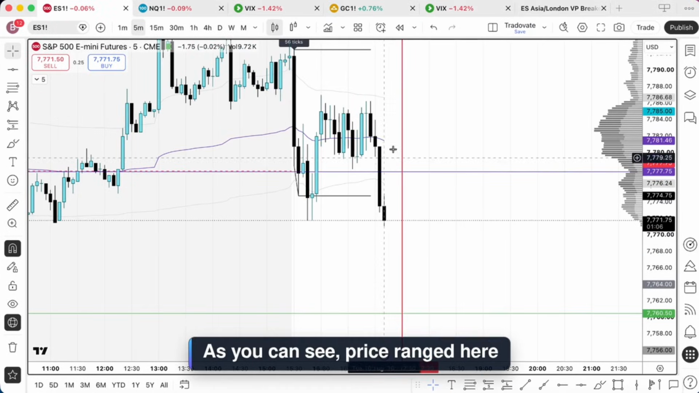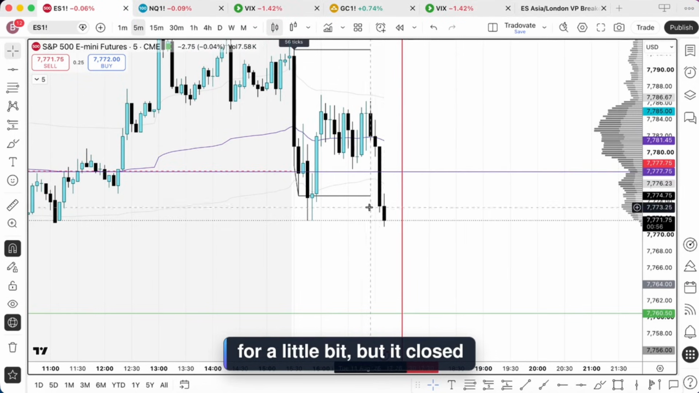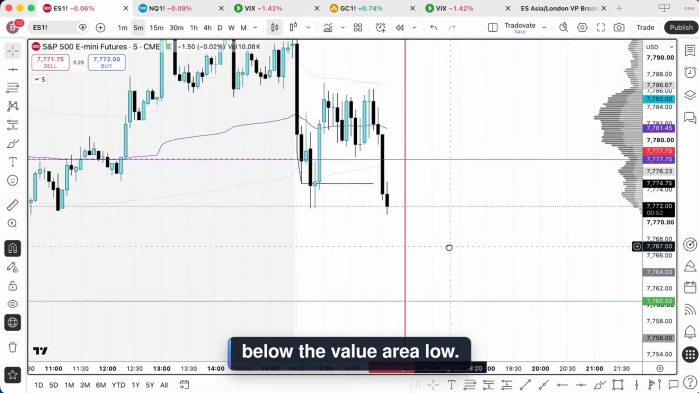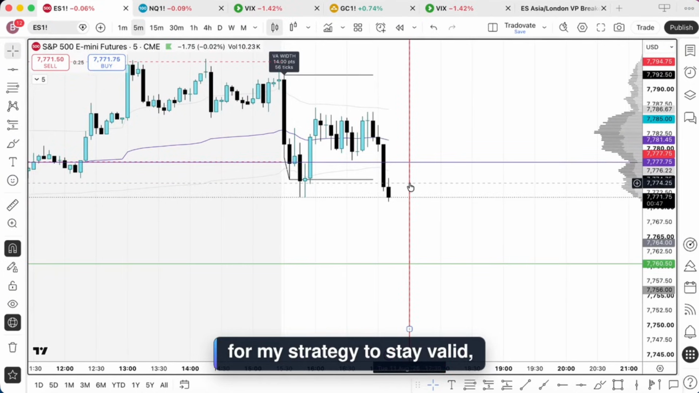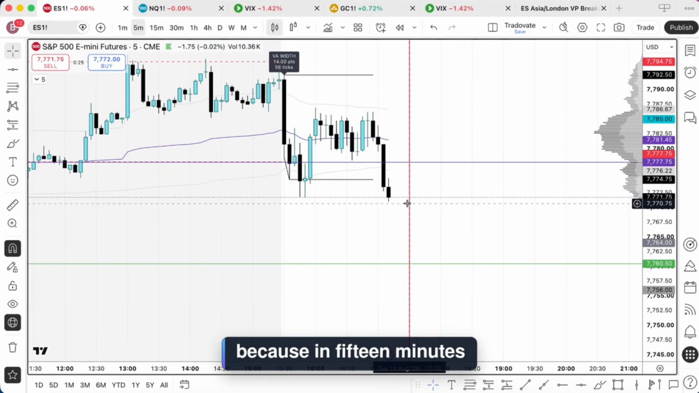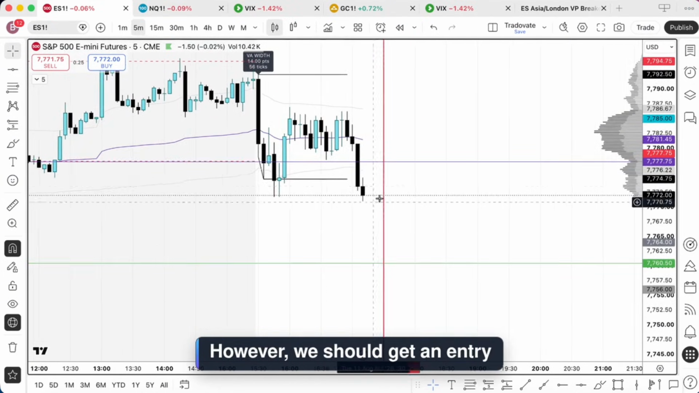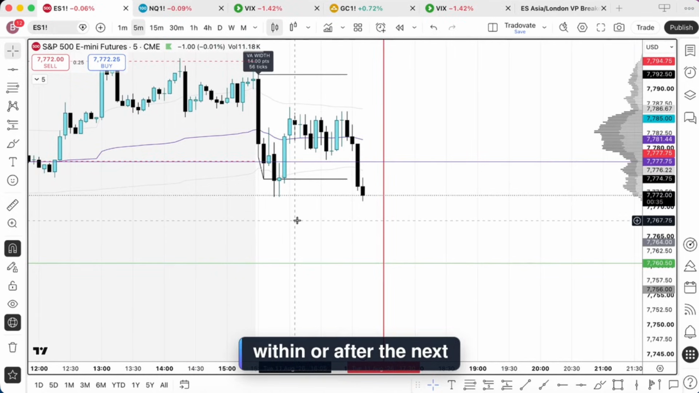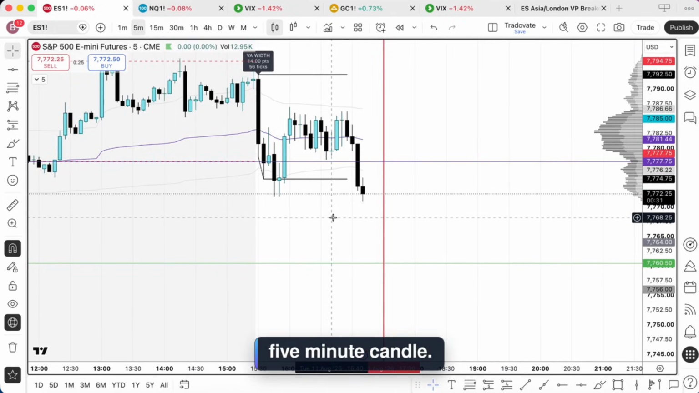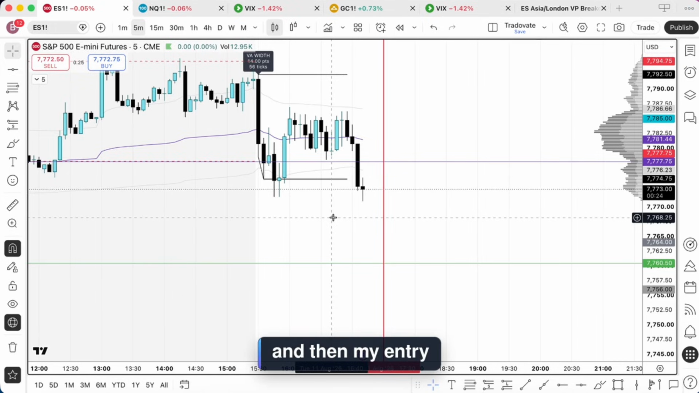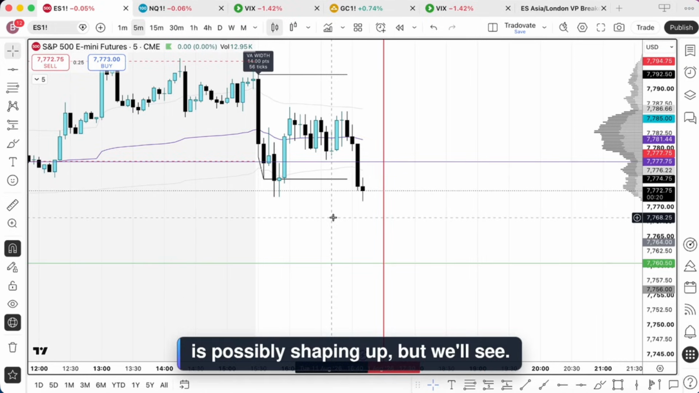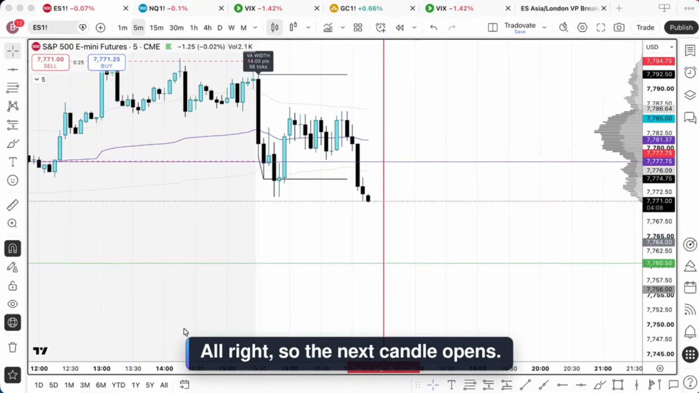All right, we're back. As you can see, price ranged for a little bit, but price closed below the value area low. We do not have long for my strategy to still be valid because in 15 minutes my trading window is done. However, we should be getting an entry within or after the next 5-minute candle. So I need to wait 5 more minutes and then my entry is possibly shaping up, but we'll see.